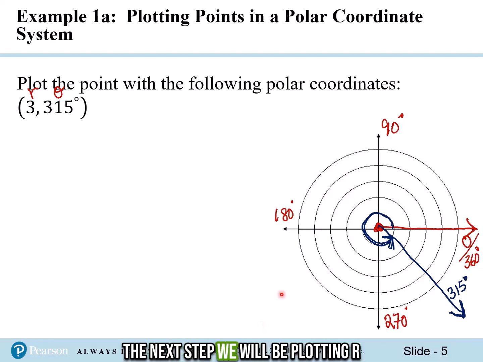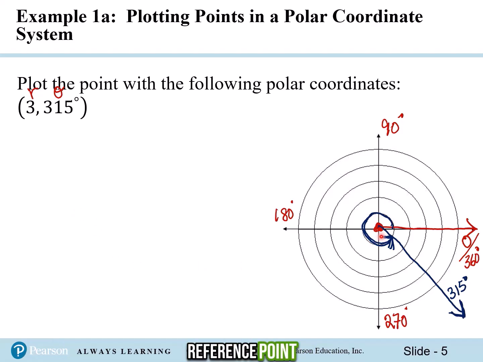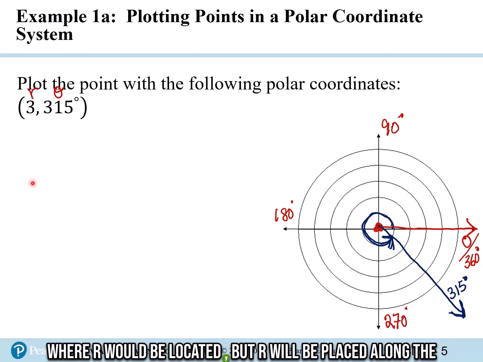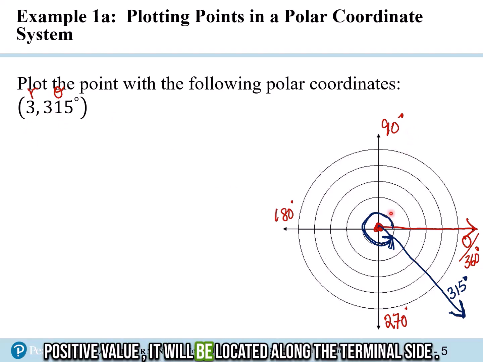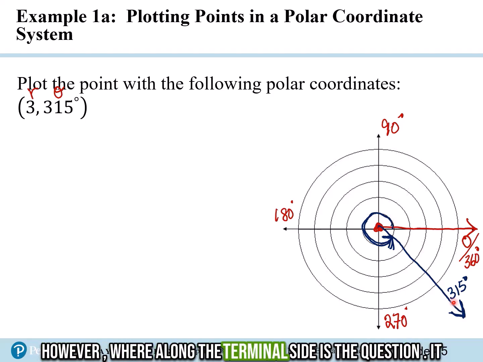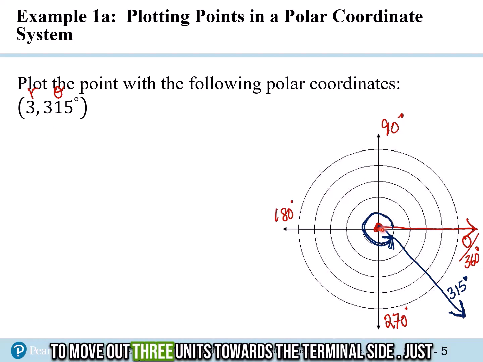In the next step, we will be plotting R. We plot R with reference to the pole. So the pole is the reference point where R would be located, but R will be placed along the terminal side of the angle we just drew. Because R is a positive value, it will be located along the terminal side. However, where along the terminal side is the question. It has a value of 3. Therefore, from the pole, we will have to move out 3 units towards the terminal side.